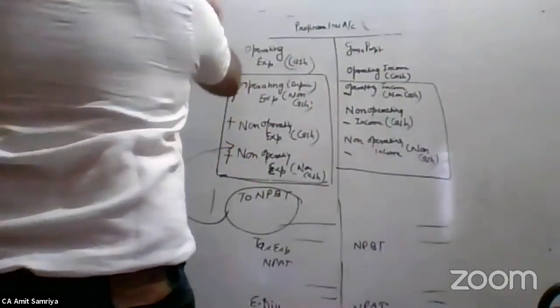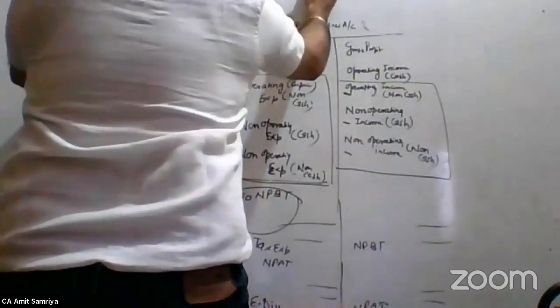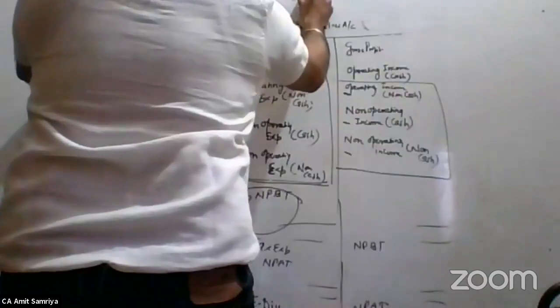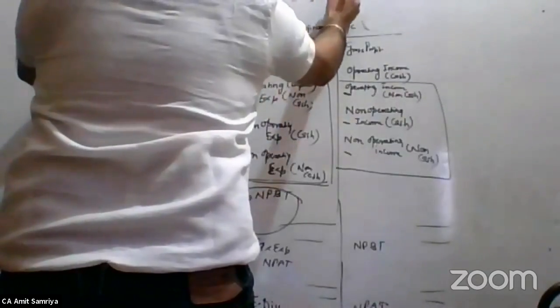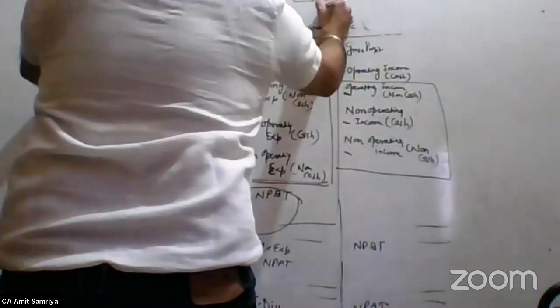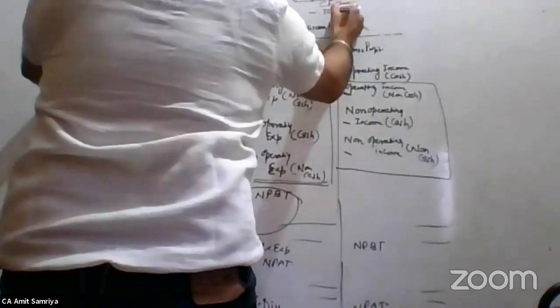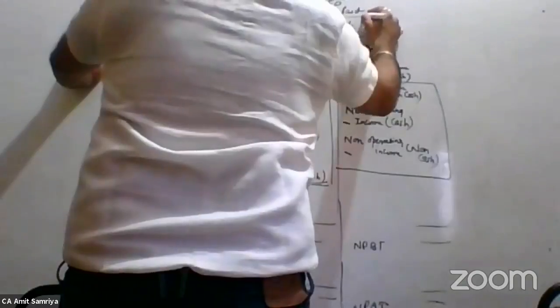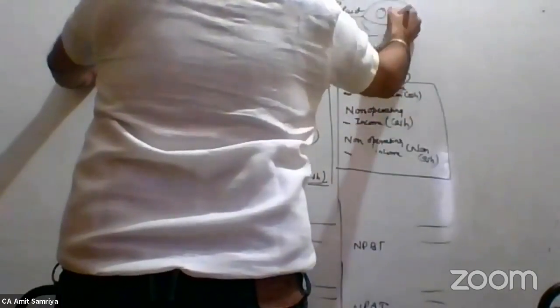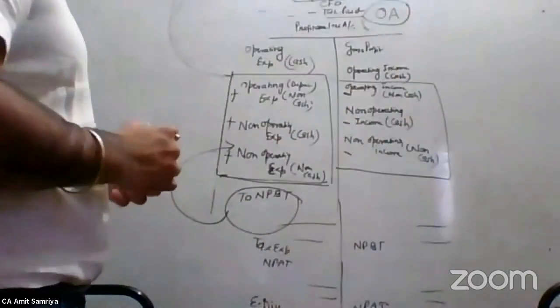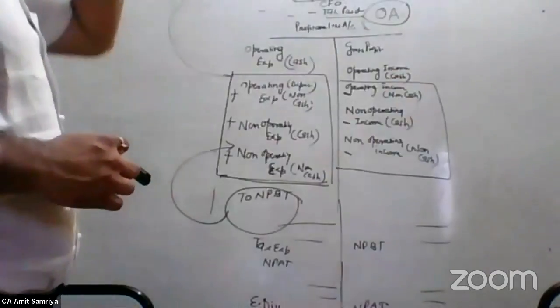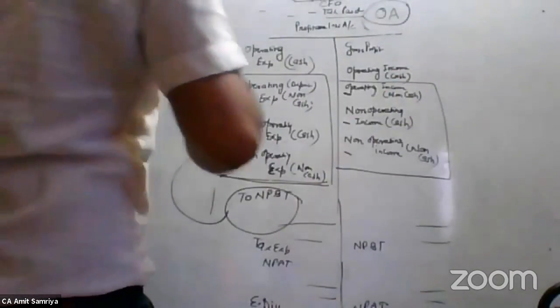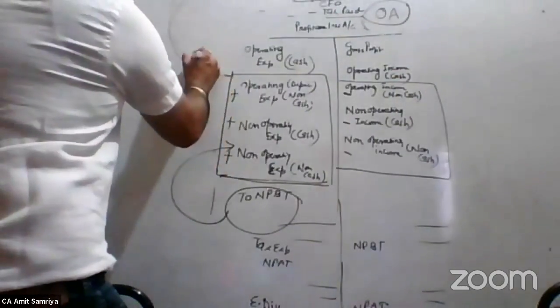Here it is. Fund from operation, adjustment of working capital. You will get cash from operation minus tax paid. It is the final answer, operating activity. And how does fund from operation arrive?